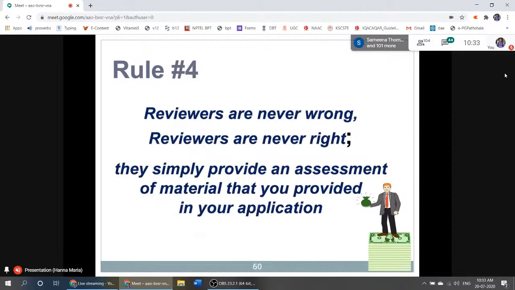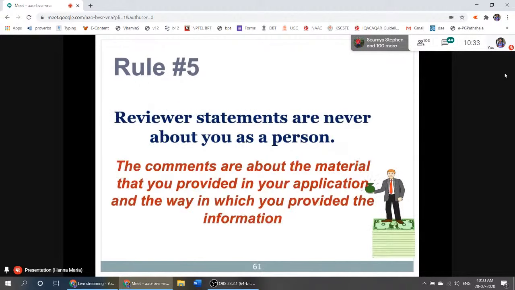Reviewers are never wrong. Reviewers are never right. They simply provide an assessment of the project that you have submitted. Please remember this fact. I remember some of my colleagues got angry with the reviewers. Now, you have to really respect their comments. They're not 100% correct. They're not 100% wrong. Next one, please.